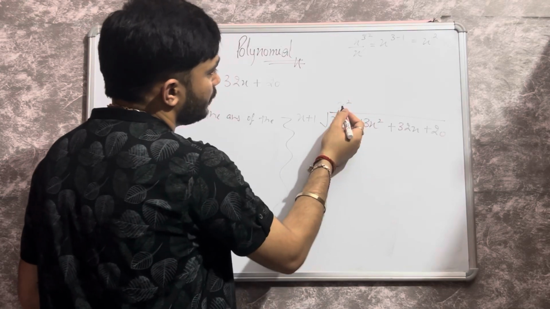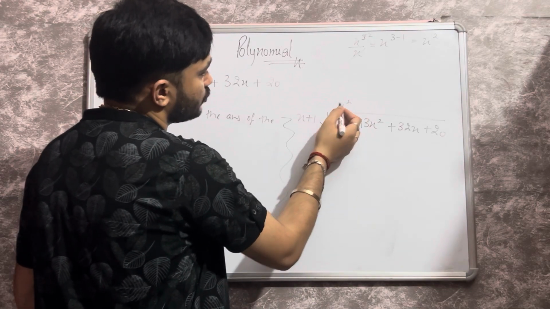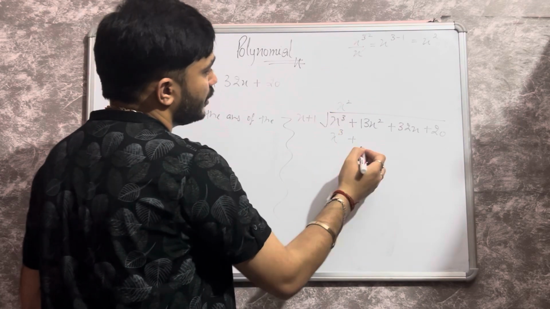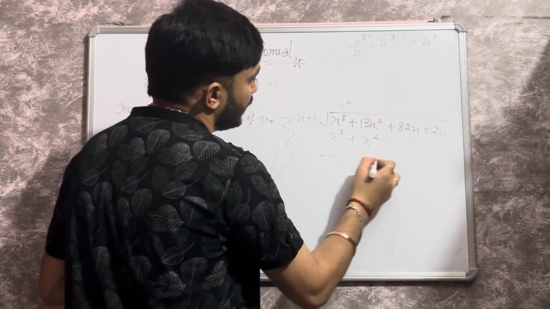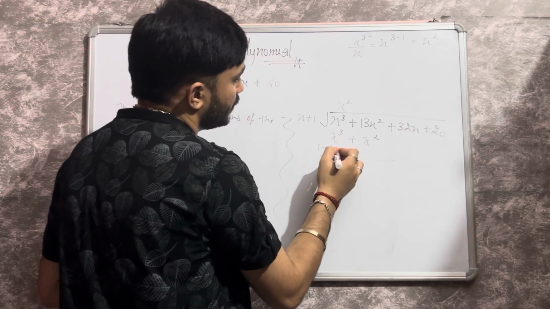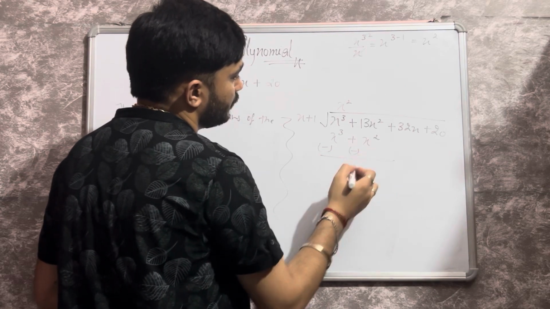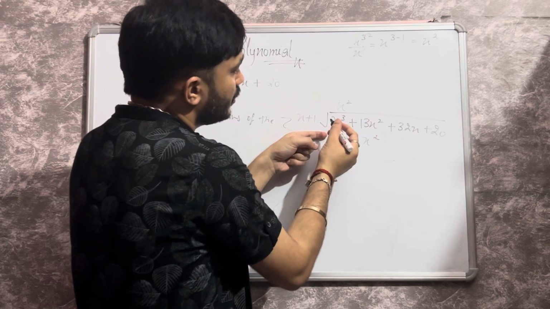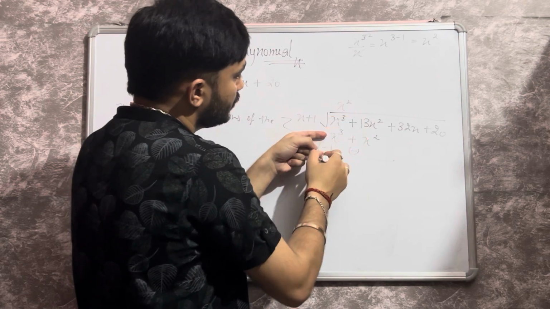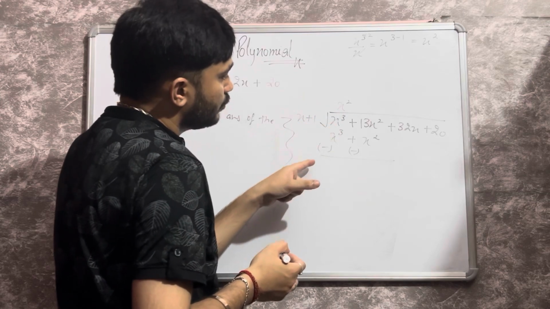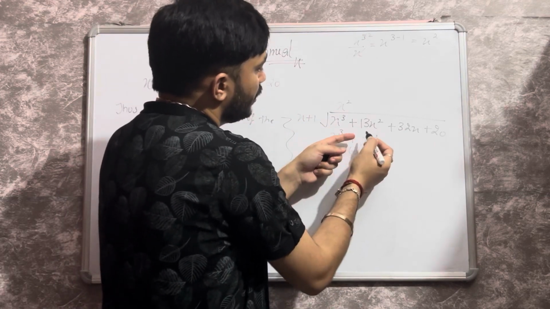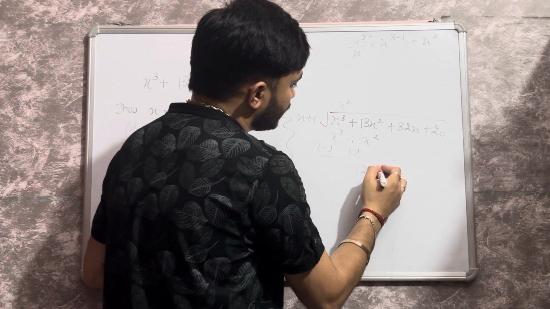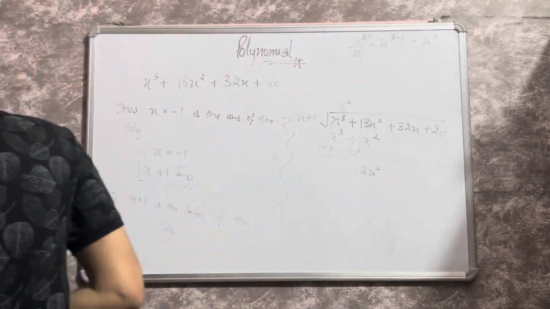Multiply this x square with this term, x square into x, you will get x cube, plus x square into 1, you will get x square. Change the sign of this, plus opposite sign is minus, and here minus as well. x cube minus x cube, the answer will be 0, so you can cut this. Here 13x square minus x square will be 12x square. Any doubt?